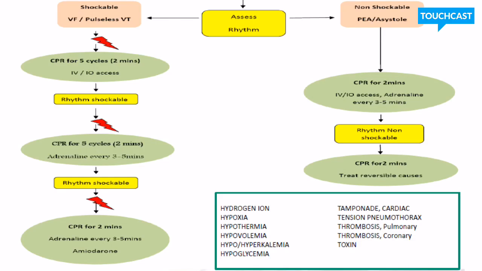At this moment, you look for the reversible causes, the H's and T's: hydrogen ion, hypoxia, hypothermia, hypovolemia, hypokalemia, hypoglycemia, cardiac tamponade, tension pneumothorax, pulmonary thrombosis meaning PE, coronary thrombosis meaning acute coronary syndrome, and you ask the family members whether the patient has taken any drugs. And next, when the 2 minutes is up, you analyze the rhythm. If the patient is still in VF, you give the fourth shock. I'm clear, you clear, everybody clear. Shock given, continue CPR, then you give your second dose of amiodarone, which is 100 milligram, slow bolus within 1 to 2 minutes.